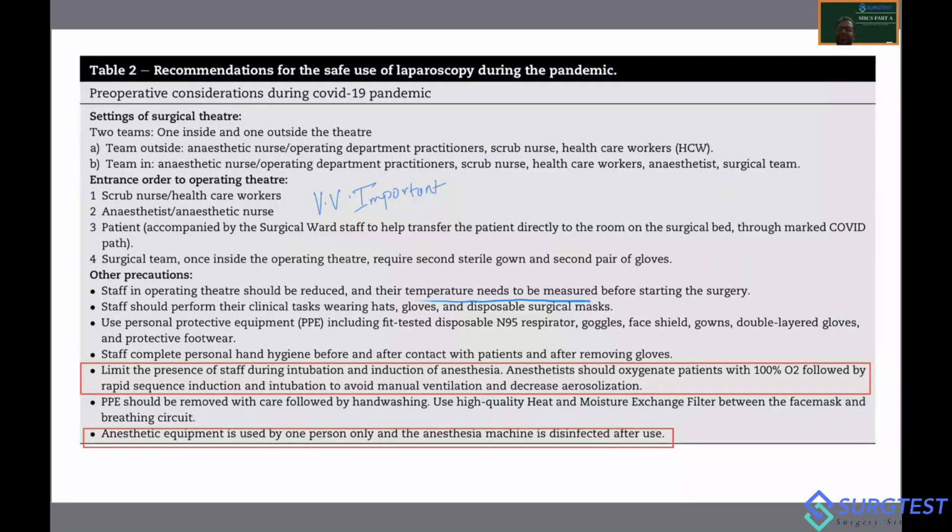The anesthetic equipment should be used by one person only, and the anesthesia machine is disinfected after use. You should not have multiple anesthetists. If there is one anesthesia resident handling the machine, it should be only one resident. You can't allow him to take a coffee break, drink coffee, spoil the sterility, spoil the PPE sequence, and then during that break, have another resident handling. So one way to prevent anesthetists from taking multiple coffee breaks is to give them a PPE suit to wear.